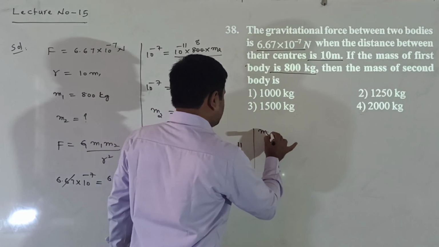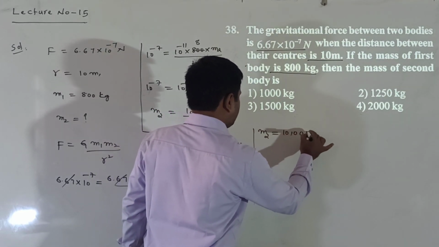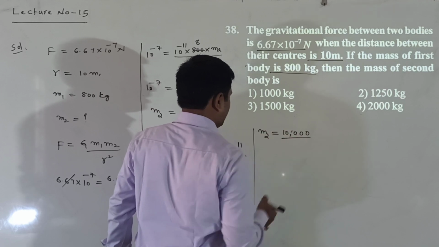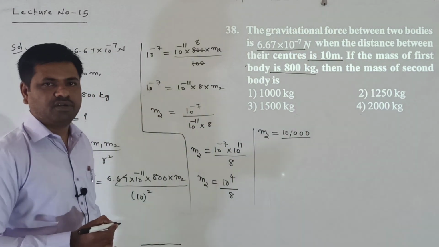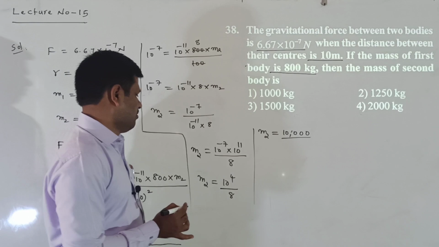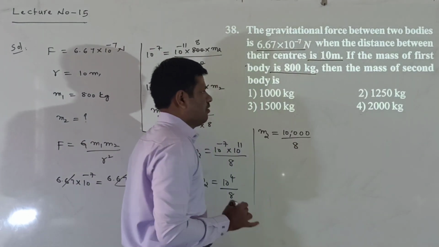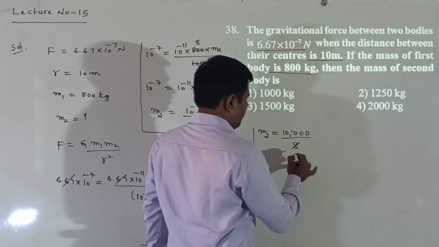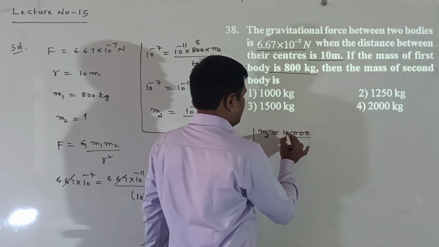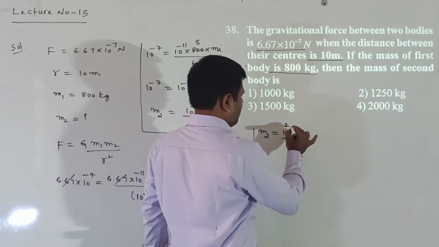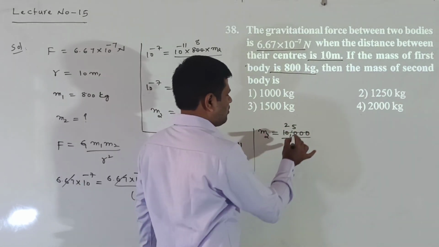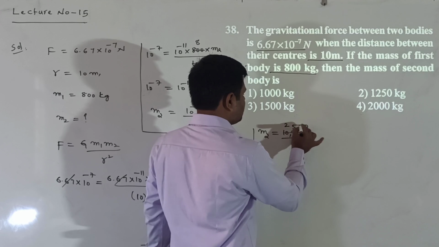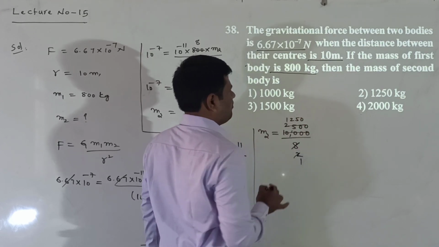So 10 power of 4 means 10,000. 10 power of 3 means 1000. 10 power of 4 means 10 into 10 into 10 into 10, by 8. Okay. Now here, 4 2s are 8. 4 5s are 20, 2500. Now 2 1s are 2, giving 1250.